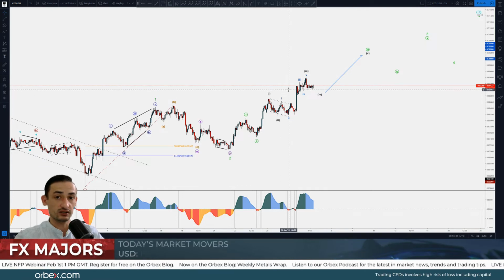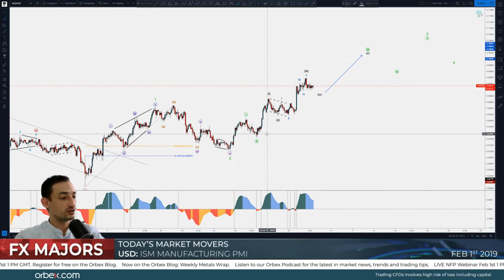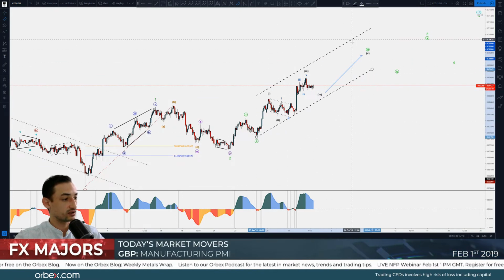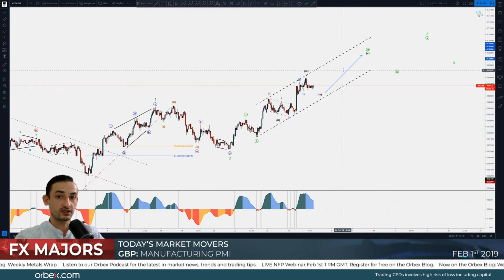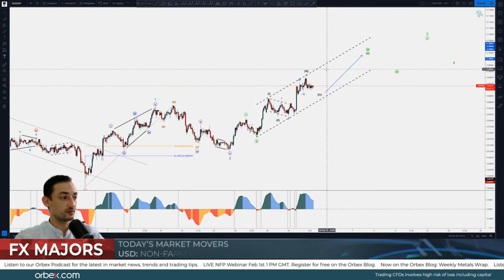But the way it looks, it kind of looks like it's channeling right here, guys. Take a look at this. It is channeling, so I would not be surprised if this gains support and just jumps.